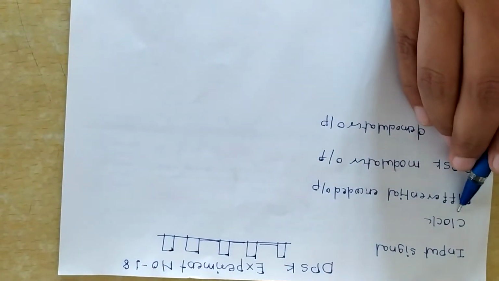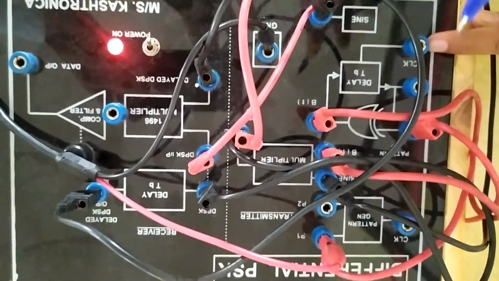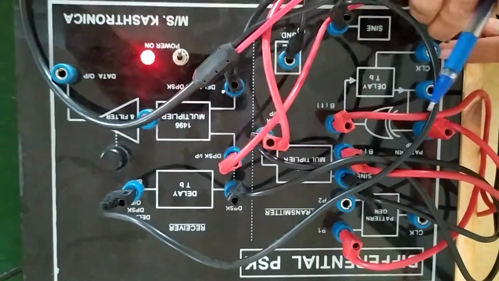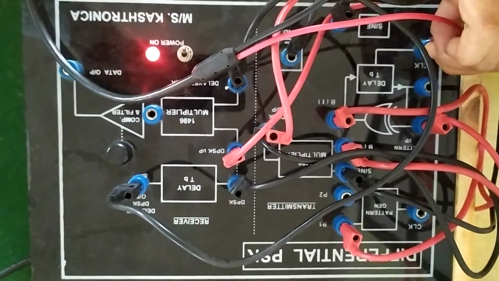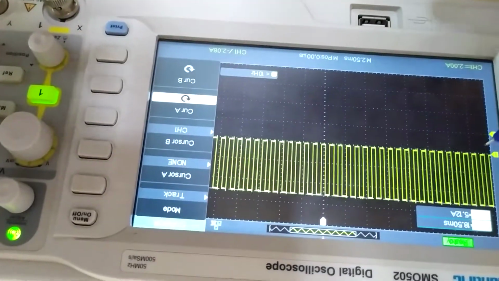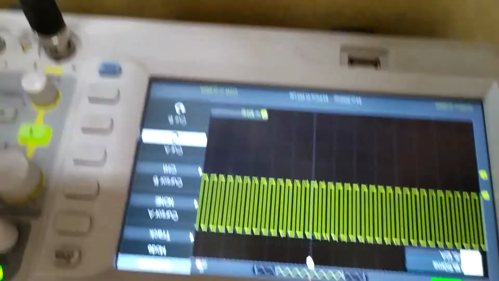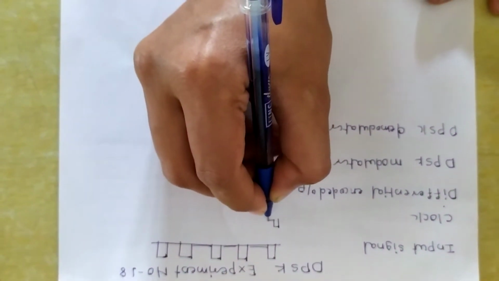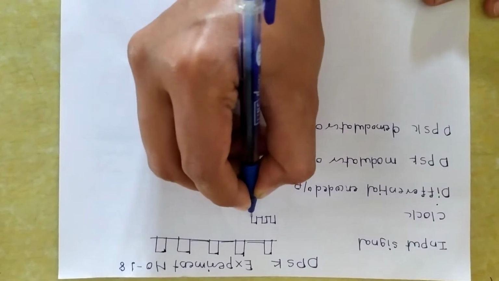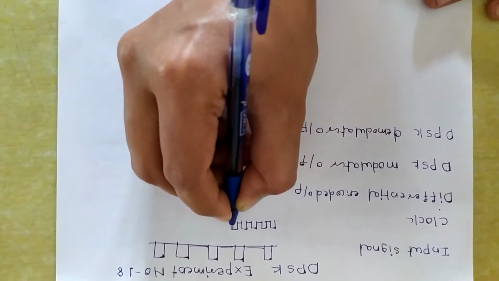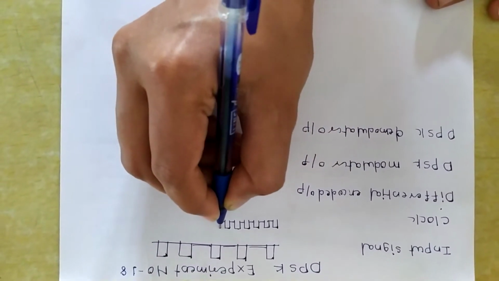Next one is the clock signal. See, this one is a clock. You have to connect to the clock, see the output and draw the clock signal. It is high frequency square pulses. So you have to draw the clock pulses. This is the clock signal.